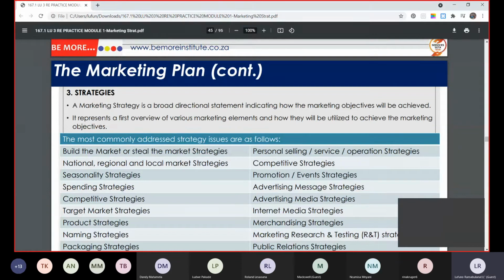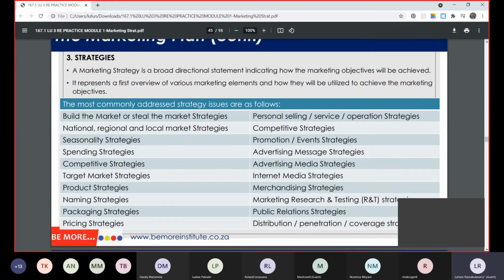Strategy is a broad directional statement indicating how the marketing objective will be achieved. It represents a first overview of various marketing elements and how they will be utilized to achieve a marketing objective. The most commonly addressed strategy issues are as follows: build the market or steal the market strategies, national, regional, or local strategies, seasonality strategies, spending strategies.